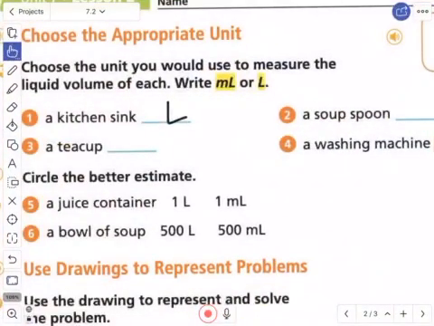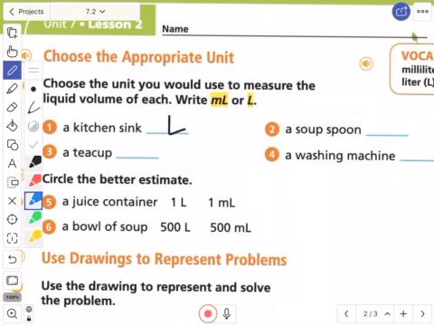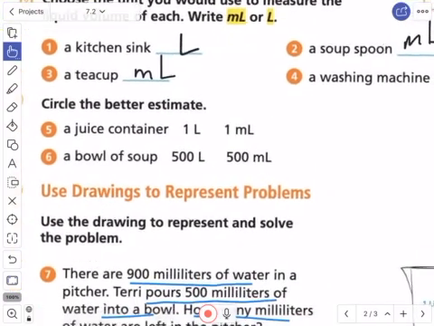So for this top part, we already talked about how for a kitchen sink you would use liters, because a liter is a bigger unit. For a soup spoon, you would use milliliters. That's a smaller unit. For a teacup, you would also use milliliters. In a washing machine, you would use liters. So then, that's going to help us here with this next part.